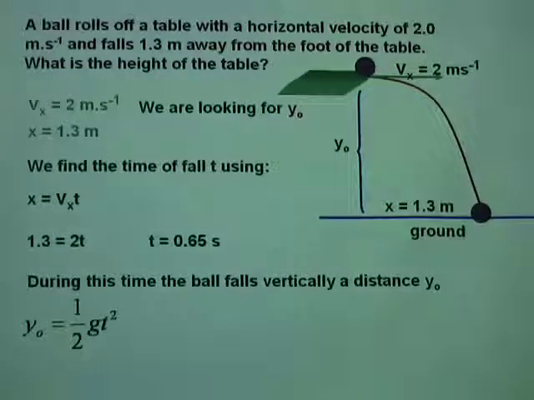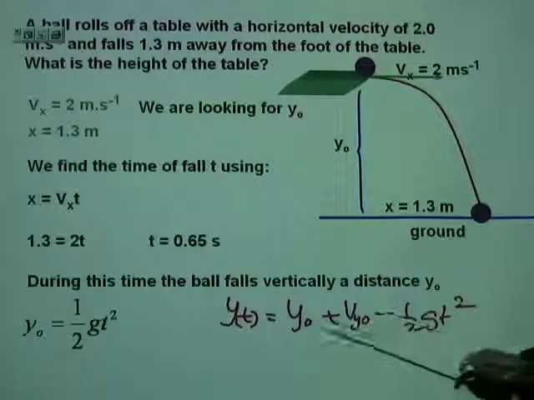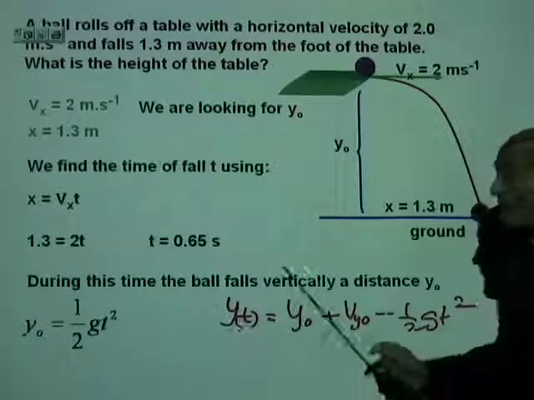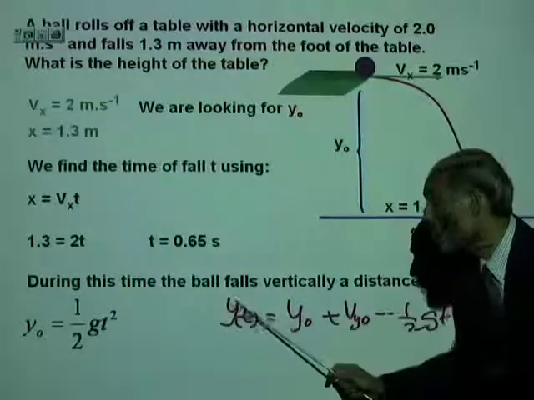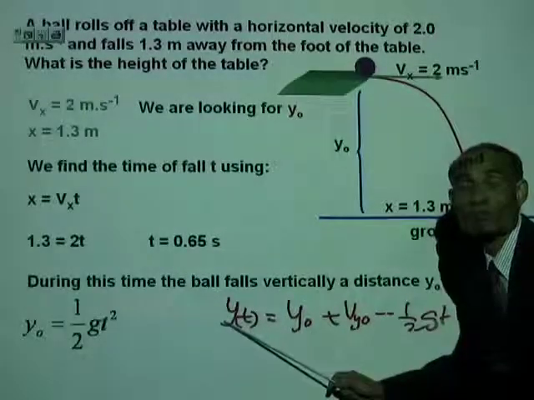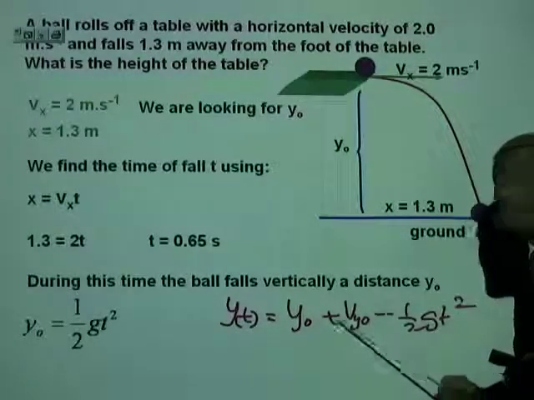Well, to be strict, our equation is y of t equal to y0 plus vy0 t minus 1/2 gt squared. This is our y position equation. And we now know that during this time, this y will become 0. And Vy0 is 0. You understand that?